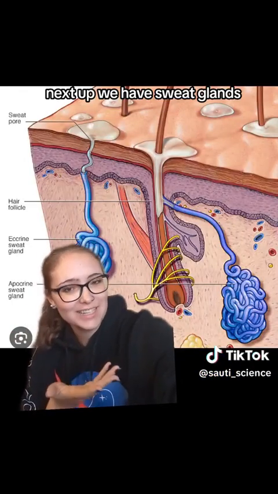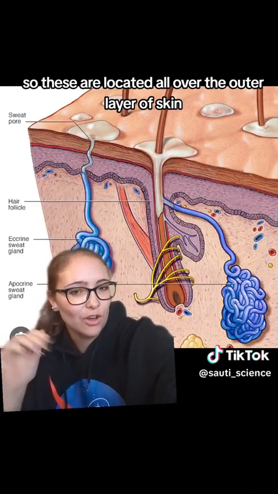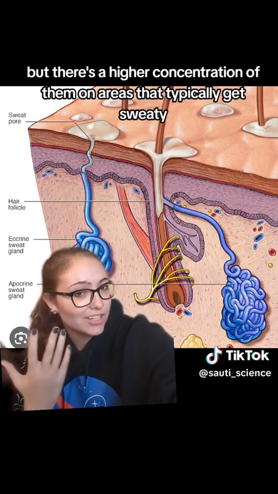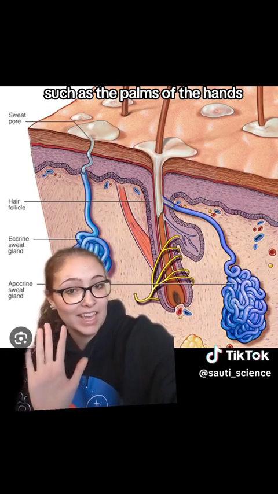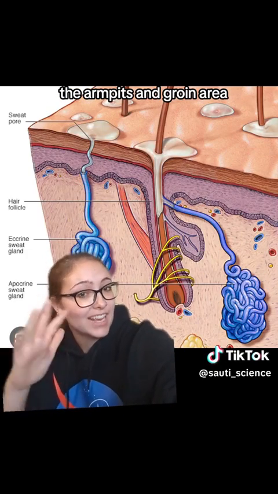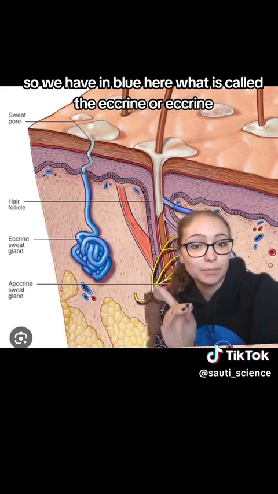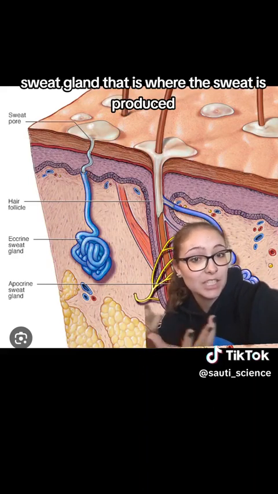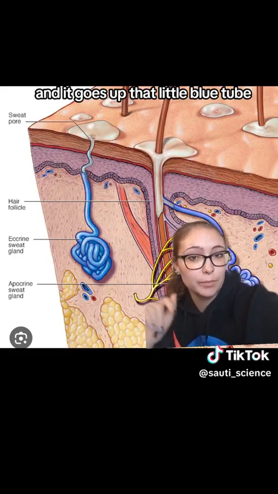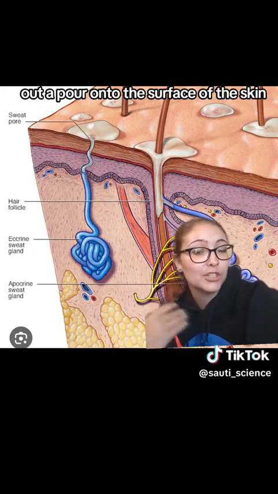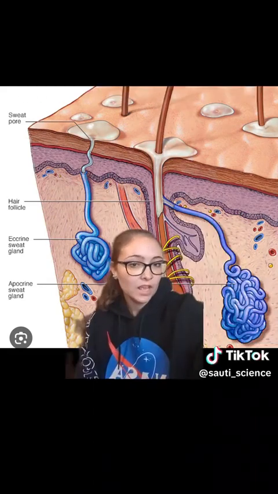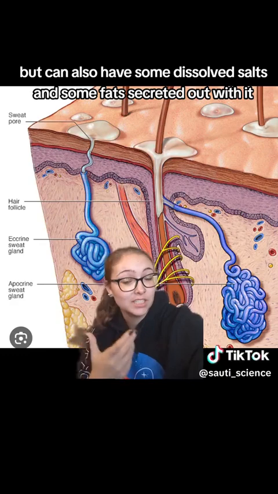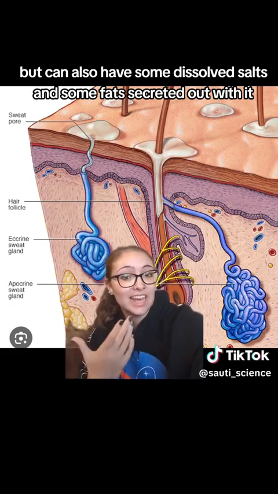Next up, we have sweat glands. So these are located all over the outer layer of skin, but there's a higher concentration of them on areas that typically get sweaty, such as the palms of the hands, the soles of the feet, the armpits, and groin area. So we have in blue here what is called the eccrine or eccrine, I'm not entirely sure, sweat gland. That is where the sweat is produced, and it goes up that little blue tube out a pore onto the surface of the skin. Again, sweat is made mainly of water, but can also have some dissolved salts and some fats secreted out with it.